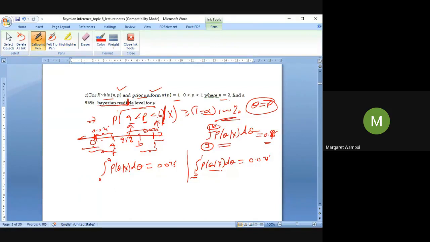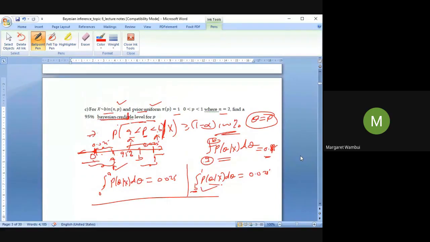You're only working out the credible level, given the value of how many times you have done your trial, that is N equals 2, and then of course you already know what your prior distribution is. It was a uniform distribution. So if you work out these integrals, it will be possible for you to get the value of A and the value of B.